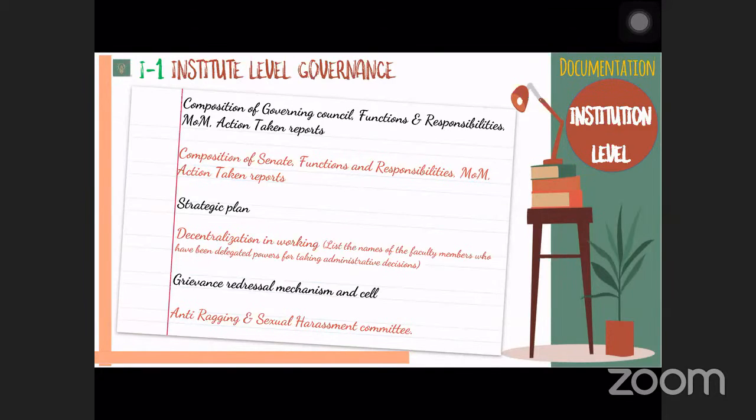Then very importantly, how the decentralization in the working has been brought in by the institution has to be documented here. So the list of the names of the faculty members who have been delegated powers for taking administrative decisions. These things will prove that there is a decentralization approach, which is a progressive approach. And then there has to be a grievance redressal mechanism, and anti-ragging and sexual harassment committees. So all that constitution should go into this file.